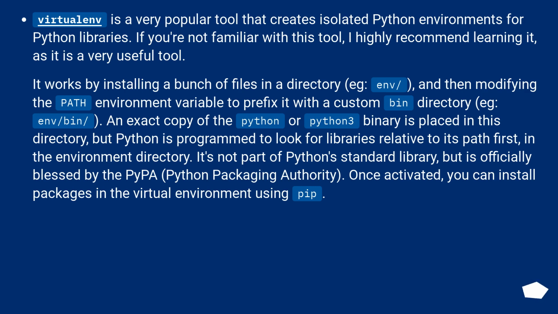An exact copy of the python or python3 binary is placed in this directory, but Python is programmed to look for libraries relative to its path first, in the environment directory. It's not part of Python's standard library, but is officially blessed by the PyPA, Python Packaging Authority. Once activated, you can install packages in the virtual environment using pip.